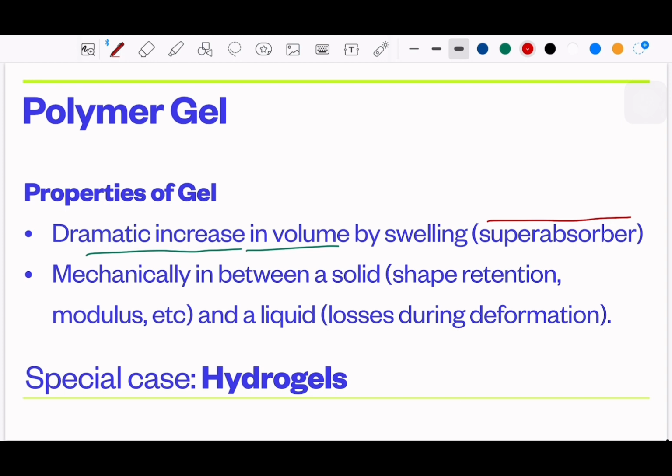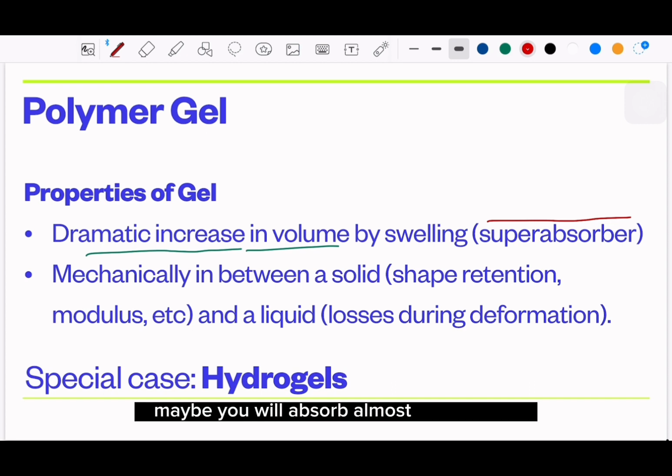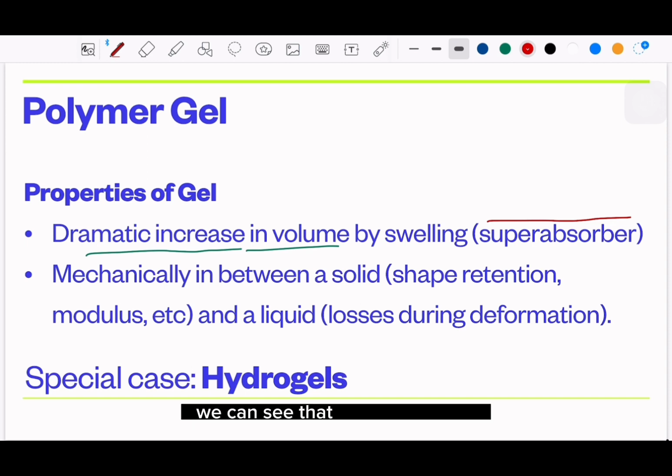I think a diaper for a baby can absorb maybe around 500 to 600 milliliters, perhaps even 800. It's quite a lot. And mechanically, the shape is between solid and liquid. Why between solid and liquid? It is like a solid because it has shape retention. It wants to take some form, but the liquid keeps getting absorbed inside and it becomes like a jelly. It loses the deformation like a liquid, but it's still trying to be like a solid. So it's between solid and liquid.